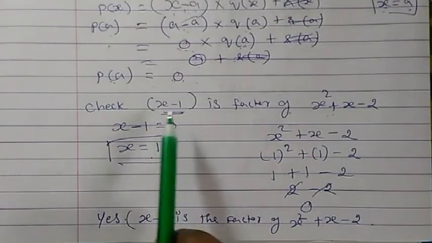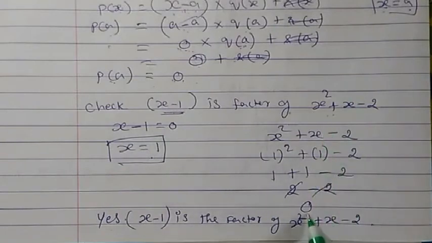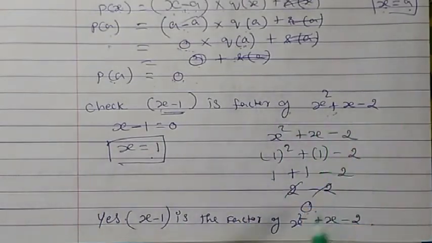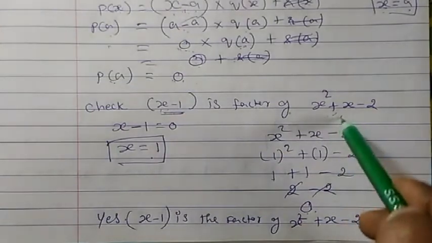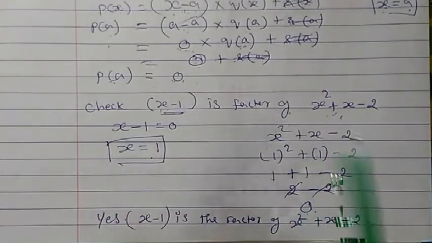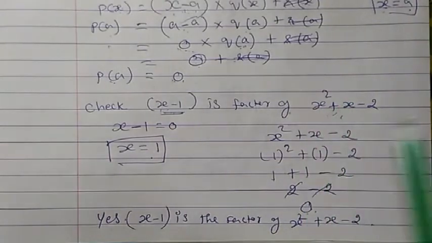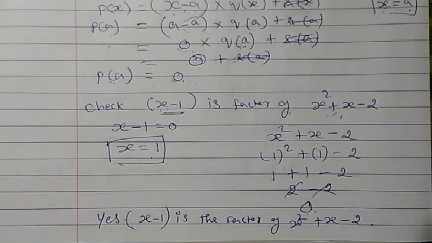So this is what we are trying to explain to you, to check whether this is a factor. Whether this is a factor means the answer should become 0. If the answer becomes 0, then we can say this is a factor of this polynomial. If the answer is not 0, then this is not a factor of this polynomial. In the same way the opposite, if we say this is a factor of this polynomial, then the answer is sure to come 0.